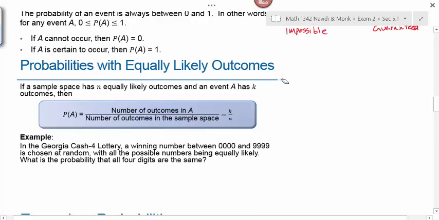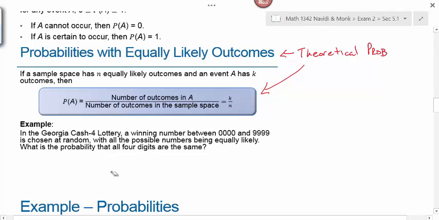Probabilities with equally likely outcomes is what I called our theoretical probabilities. And here's the formula written up the way your book likes to write it for a theoretical probability. You take the number of elements that are in your event that you're interested in divided by the number of elements in the sample space. That gives you the probability of your event. For example, in the Georgia Cash 4 lottery, a winning number between 0000 and 9999 is chosen at random, with all the possible numbers being equally likely. What is the probability that all 4 digits are the same?